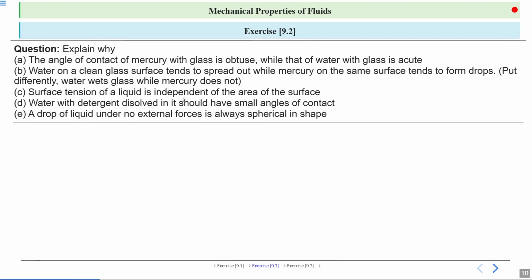9.2. Explain why. A. The angle of contact of mercury with glass is obtuse, while that of water with glass is acute. B. Water on a clean glass surface tends to spread out, while mercury on the same surface tends to form drops. C. Surface tension of a liquid is independent of the area of the surface. And D. Water with detergent dissolved in it should have small angles of contact. And E. A drop of liquid under no external forces is always spherical in shape.